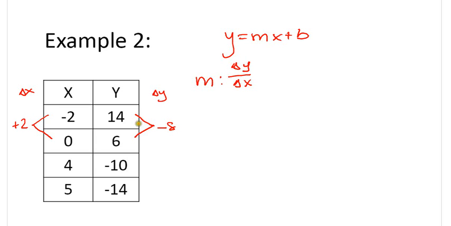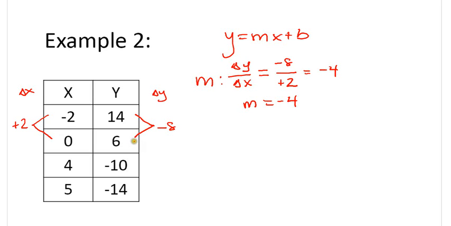So if this has a constant rate of change, I should be able to say that the change in y's over the change in x's, or -8 over 2, which is equal to -4, should be the constant rate of change. So I think right now that the slope is equal to -4. I'm just going to test this theory a little bit.